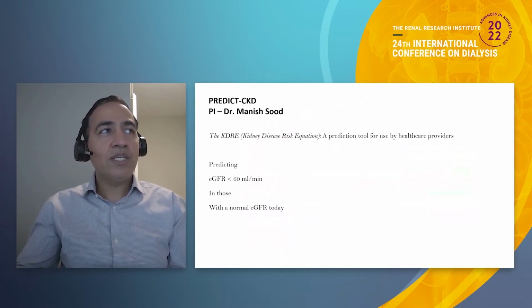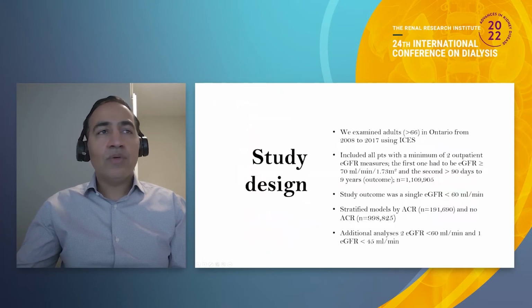So the first piece is predicting who is going to develop CKD, but has a normal GFR today. So this is an equation I worked on with Dr. Manish Sood called the KDRE. So we looked at older adults in Ontario, in the province of Ontario in Canada, with 10 years of data.